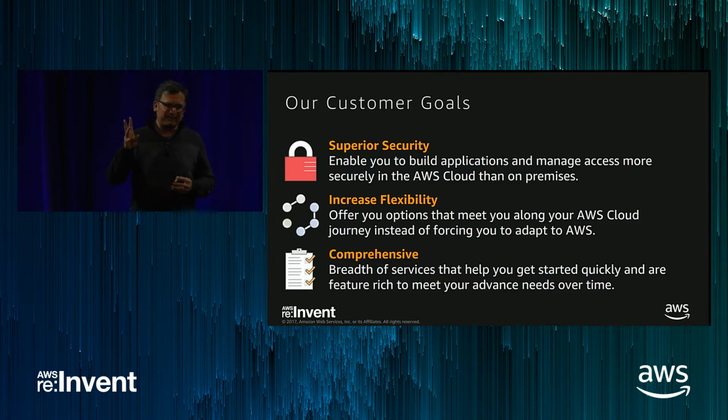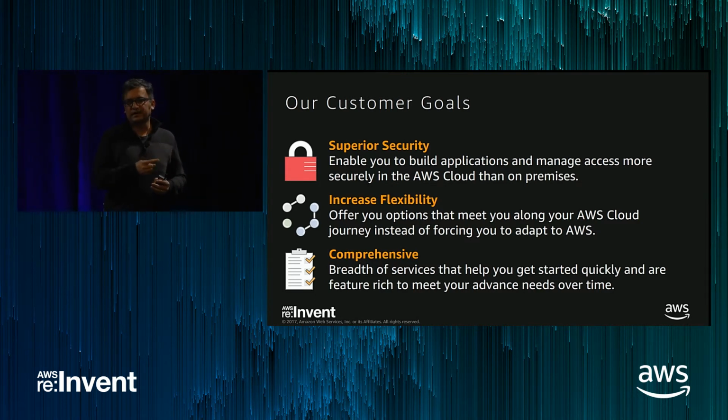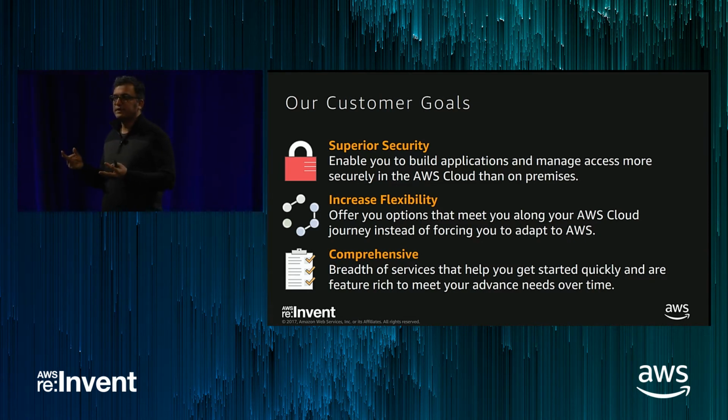So we really have 3 fundamental goals when we are trying to build our services. The first goal we have is that we want to provide you security that is better than you can get anywhere else, right? On premises, in other places, or you could have done it yourself. The second is, as I said earlier, we've seen over and over again that customers have very unique needs. So we want to build services that are flexible, that meet our customers where they are in terms of solving the problems they need to solve, rather than trying to get our customers to adapt to us. We want to adapt to our customer needs.